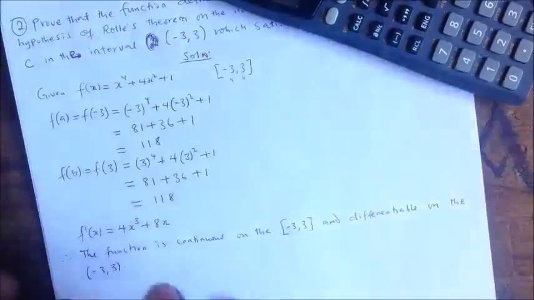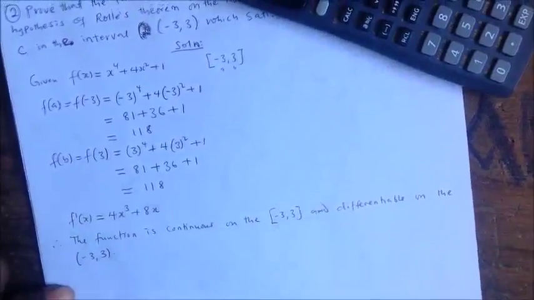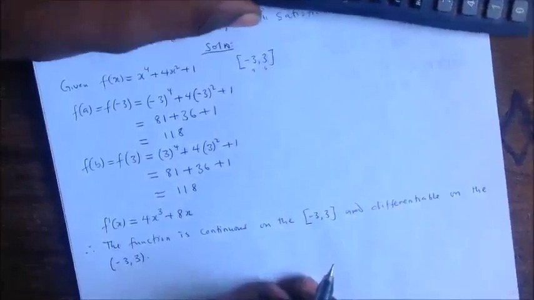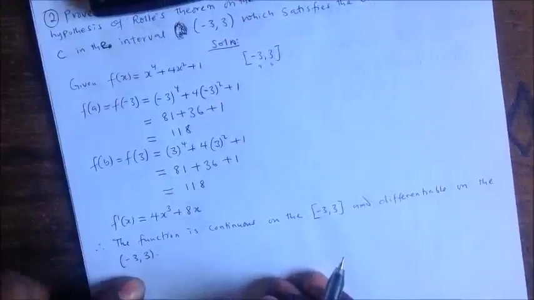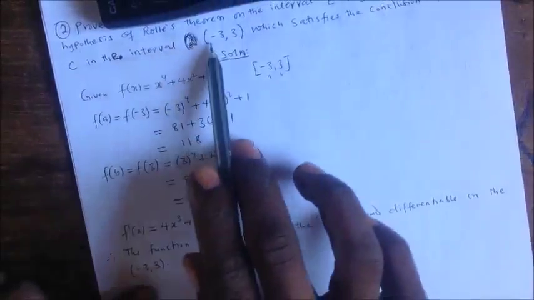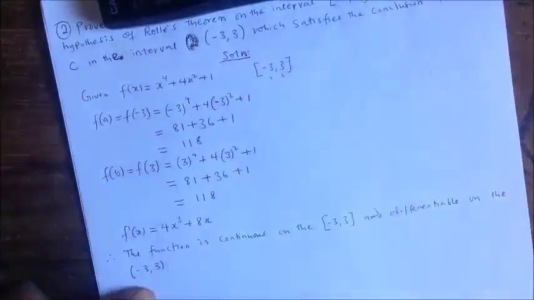So since the function now is continuous on that interval and is differentiable on that interval, this implies that there must be a number between this open interval, and we are asked to find that number on the open interval negative 3, 3, which satisfies the conclusion of the theorem.